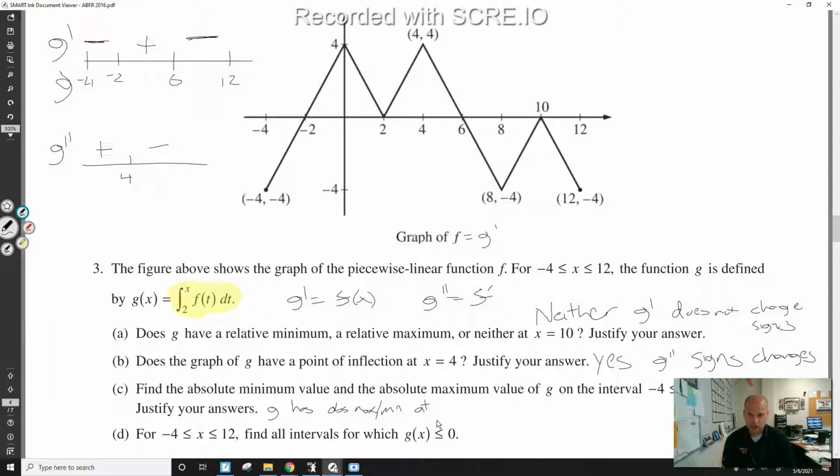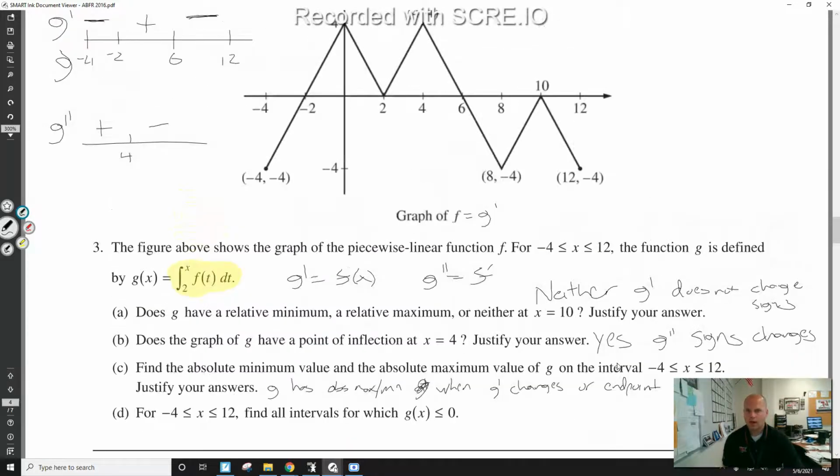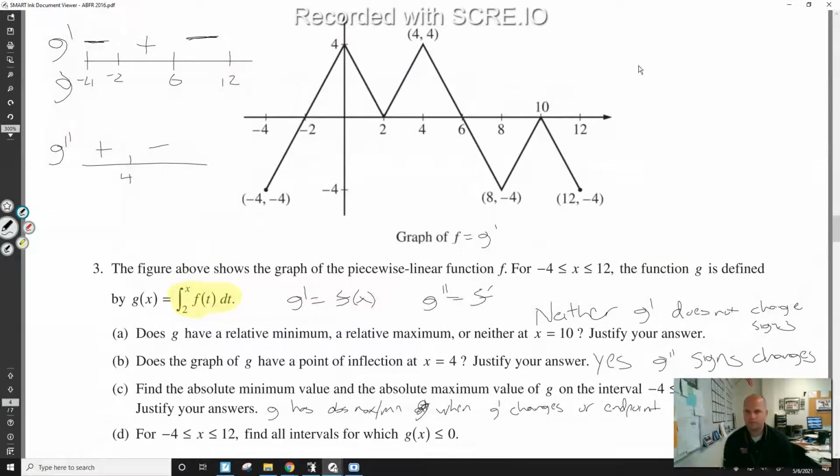at a critical point, or how about when G prime changes signs? That means you don't have to check at 2 and 10. When G prime changes signs or at an endpoint. So I need to find G of -4, G of -2, G of 6, G of 12. And these are all integrals from 2 to the value.